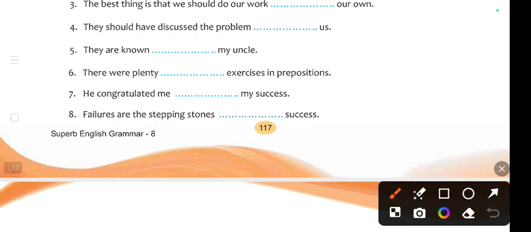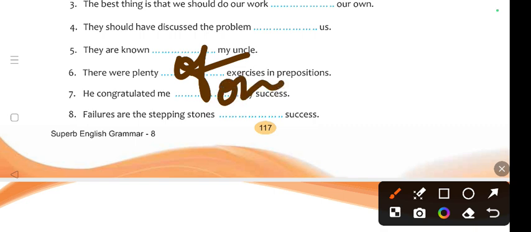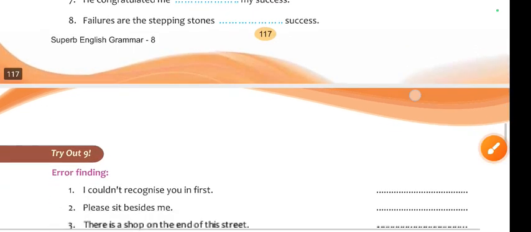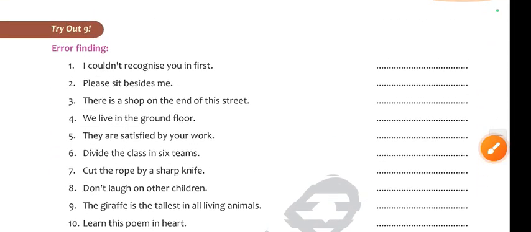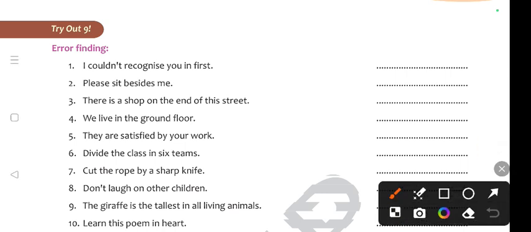There were plenty of exercises on prepositions. He congratulated me on my success. Failures are the stepping stones to success. Now, the next exercise is try out 9, where you are supposed to find the error, and once you find it, you replace it with the correct one. Like, I couldn't recognize you in first, so I couldn't recognize you at first.